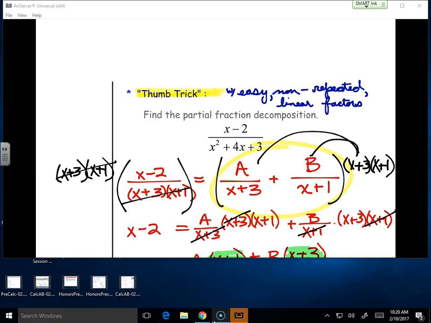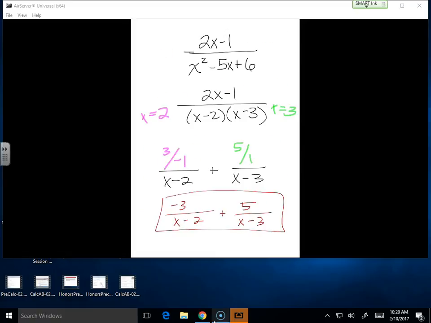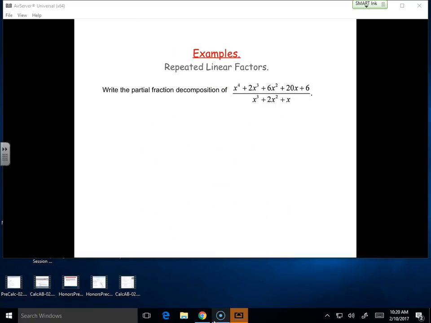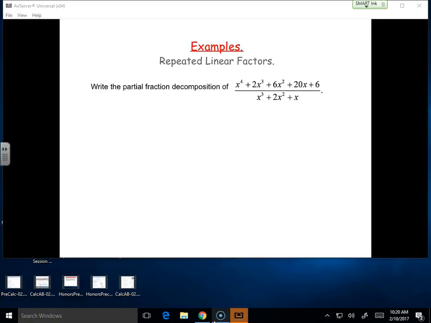It's time for us to go find harder ones. But we made the easy ones easier. Let's go face some harder ones and see what to do. What happens if we have repeated linear factors? It is right now, but we're going to make it nicer first because step number 1 says check to see if you have what type of fraction.